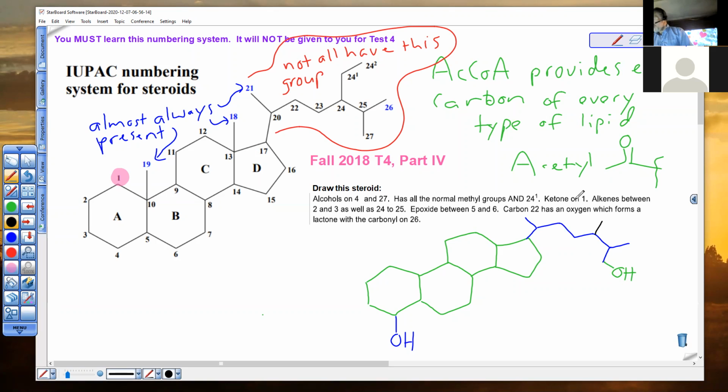And there's a ketone on 1. That's ketone. And alkenes between 2 and 3, as well as 24 to 25. So 20, 22, 23, 24, and 25. And it says there's an epoxide between 5 and 6. 5 and 6 has an epoxide. It's a very interesting steroid here. And carbon 22 has an oxygen. 22 has an oxygen.